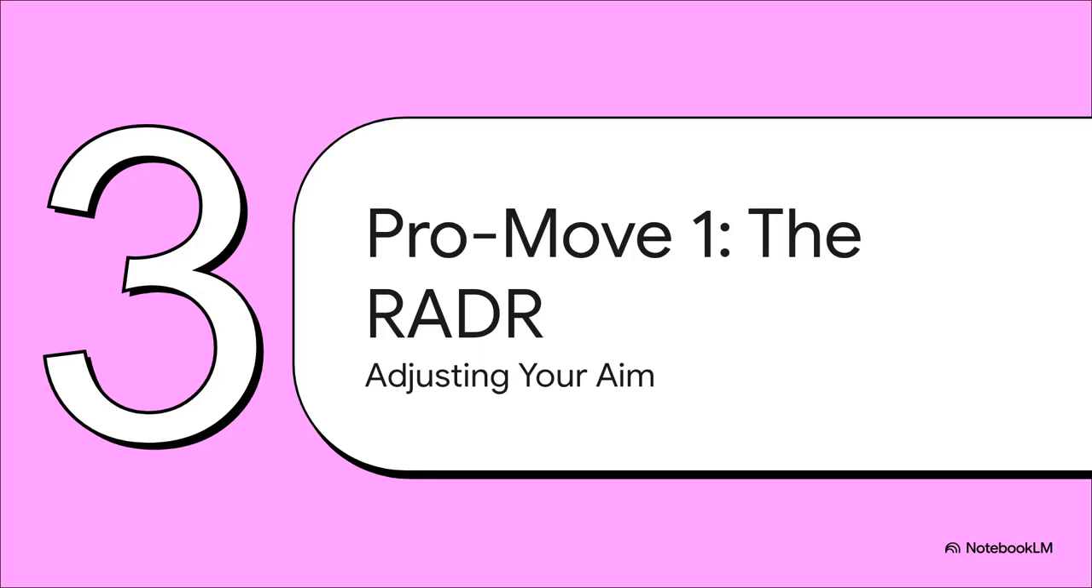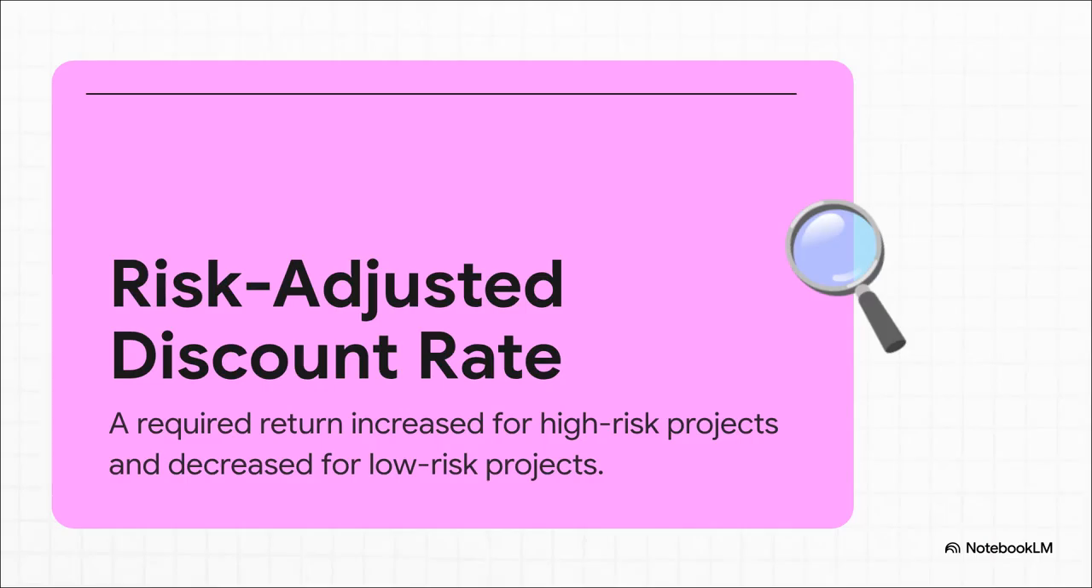So, how do we fix this? Enter pro move number 1, the risk-adjusted discount rate, or RADR. It's simple, it's intuitive, and honestly, it's a game changer. The name pretty much gives it away, right? We literally adjust the discount rate to match the project's specific risk level. Think of it like setting the bar for a high jumper. For a world-class athlete, our high-risk project, you set the bar high. For a beginner, our low-risk project, you set it lower. We're matching the hurdle to the actual project.